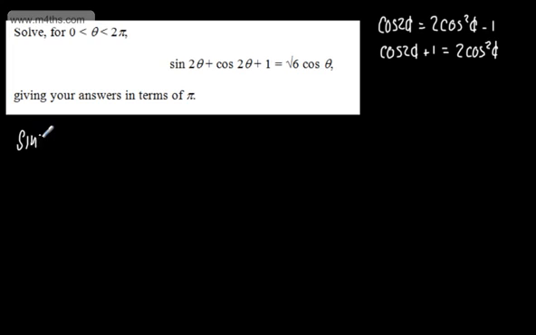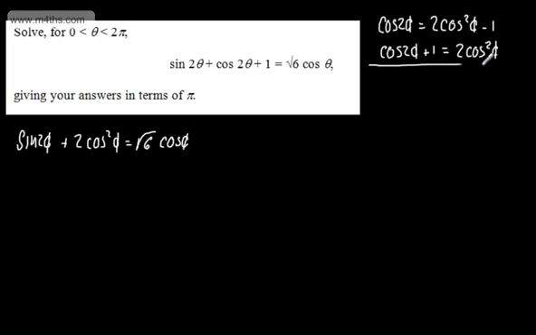What I'm going to do is rewrite using double angle identities. If I start here, I've got cos 2 theta, which can be written as 2 cos squared theta minus 1. Therefore, cos 2 theta plus 1 will be 2 cos squared theta. Substituting straight in, I can say sine 2 theta, which I'll deal with shortly, plus 2 cos squared theta is equal to root 6 cos theta.